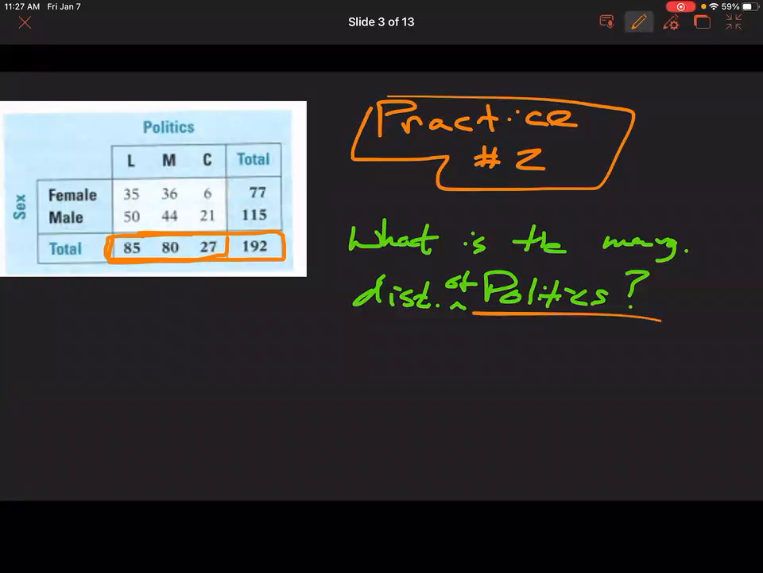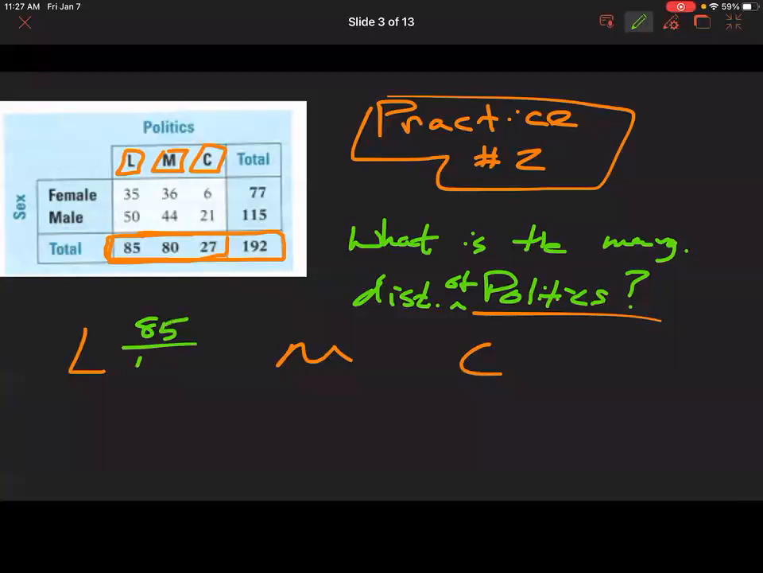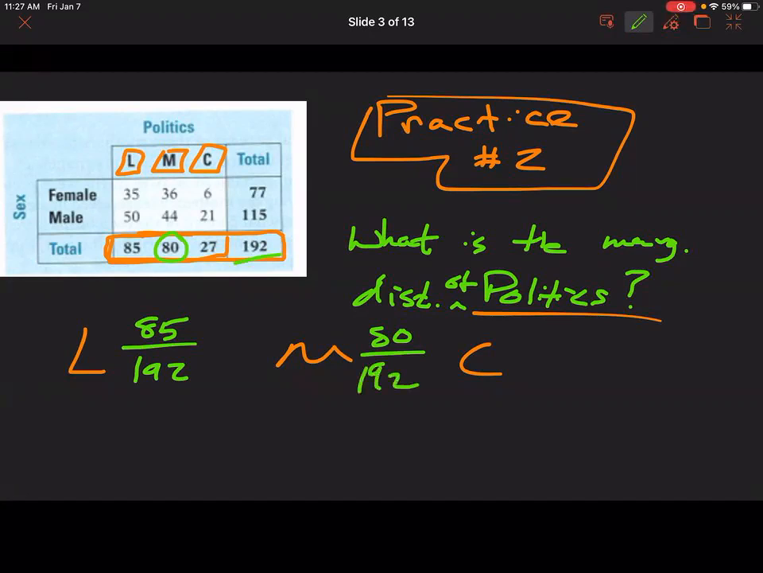So we're talking about politics. So we're going to talk about liberal, moderate, and conservative. So for liberal, moderate, and conservative, let's see what we get. So liberal, there are 85 out of 192 people in total. For moderate, 80 out of the total of 192. And then conservative is 27 out of 192. So now we're going to go ahead and divide each of these. And this one, since we don't have so many, let's actually see if we can get it to add up to 100%. 85 divided by 192.